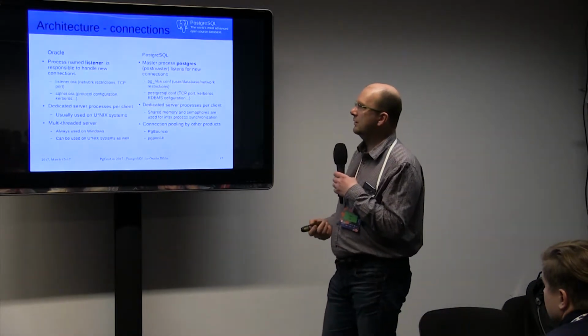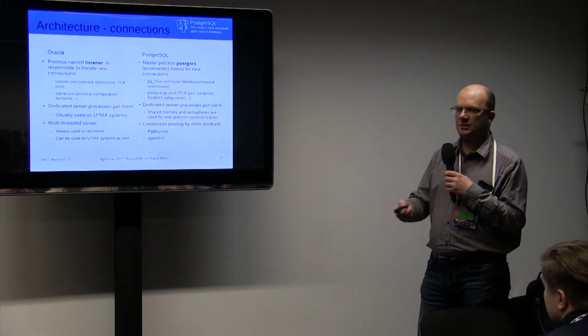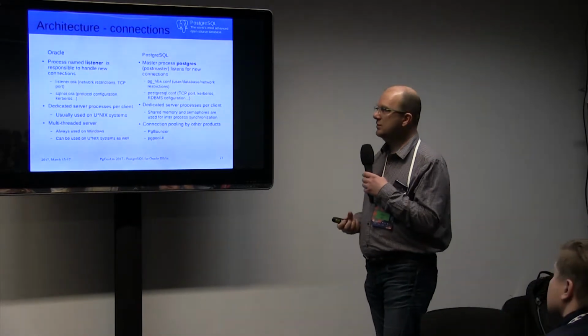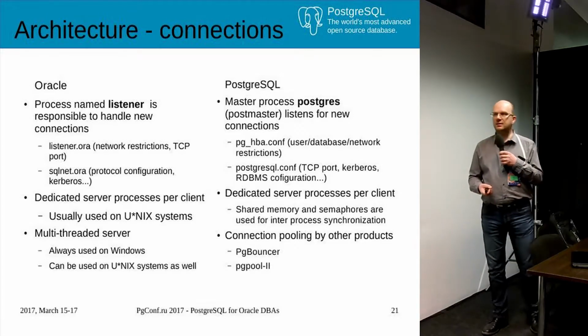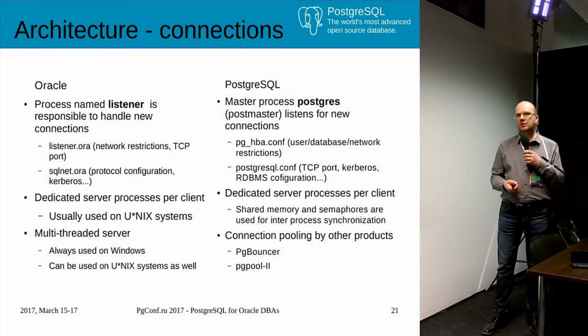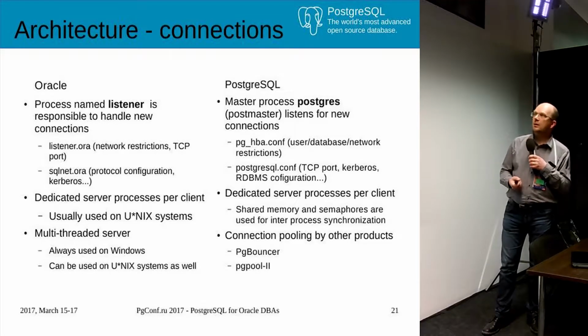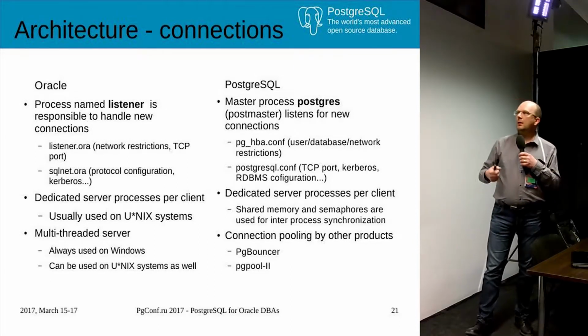Connections. Oracle uses a listener process where we have a listener for network restrictions or configuration, and usually a dedicated server process is used on Unix systems, and a multi-threaded server is available on Windows. You can use it always on Unix platforms, but I think it's quite rare. Whereas Postgres has a master process called postmaster, which listens for new connections and forks itself to create the processes which serve the individual connections.